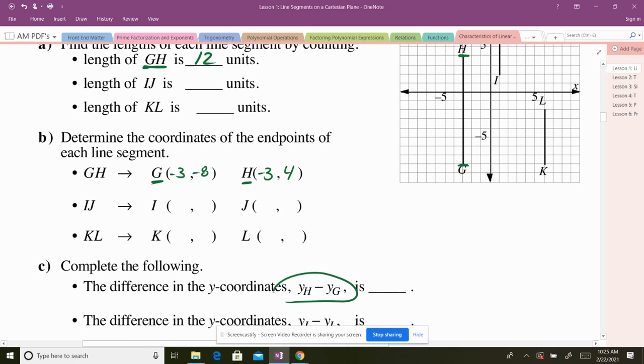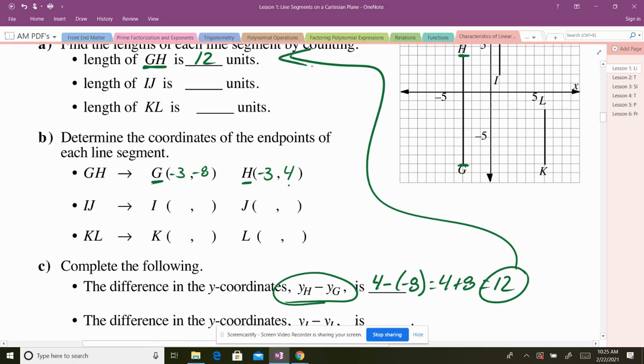Okay. And then we're going to do the same thing. We're going to subtract YH minus YG. So the Y value of H, which is 4, minus the Y value of G, which is -8. If you subtract a negative, what are you doing? Right? So this is 4 plus 8, which is 12. Boom.